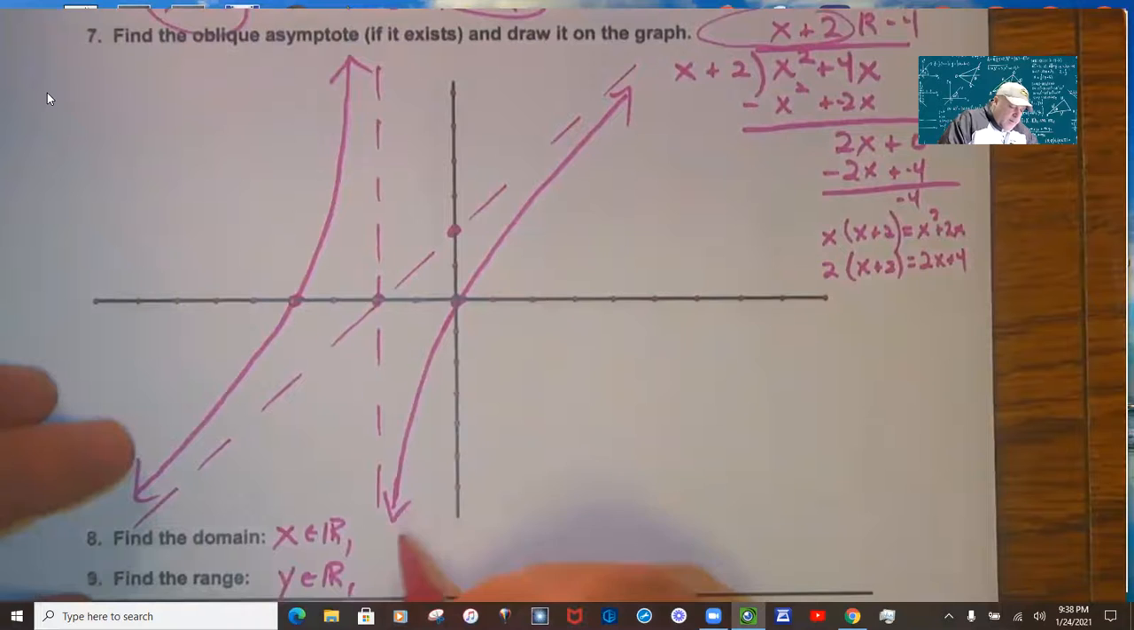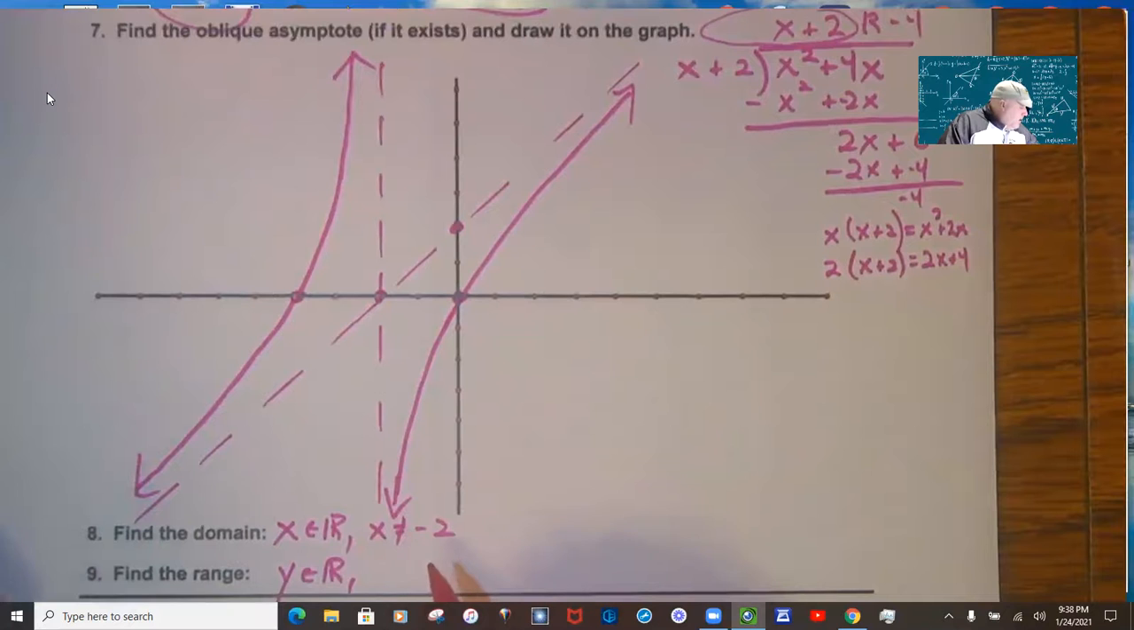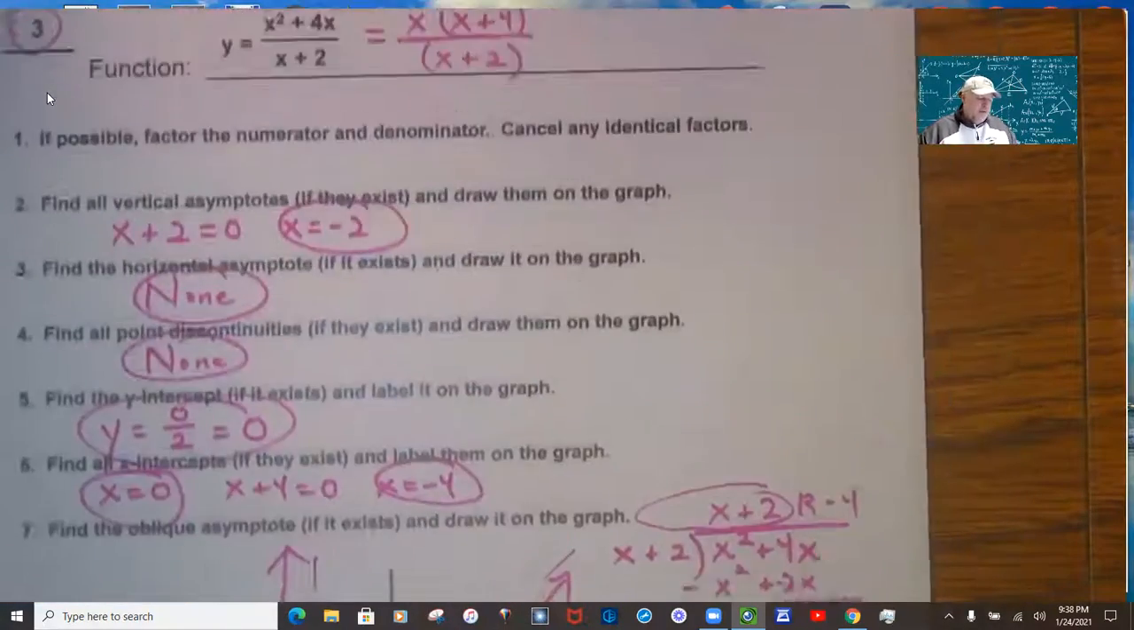So we're going to take out the vertical asymptote only. You do not take out the oblique. Okay, you don't worry about that. And that's it. So there's no horizontal to take out at all. Okay, number 5.